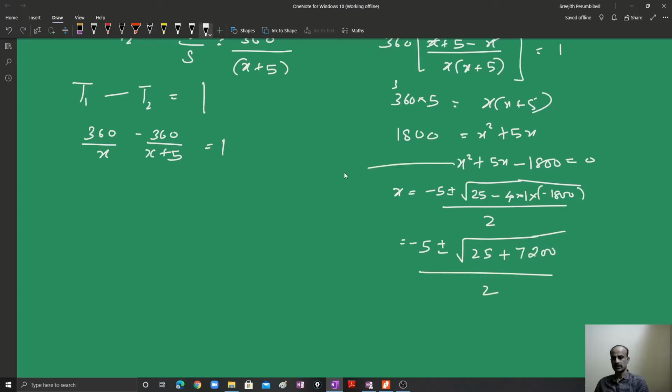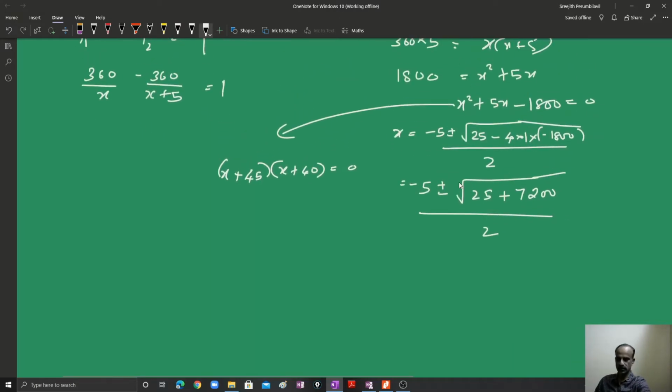So when you are factorizing this, how do you factorize this? Simple to factorize. X and x will come here, then the sum should be 5 and the product should be, so one should be like minus 45, no, plus 45, and the other should be 40. Check, just try, and you will come back to this. I just showed it in the other way.